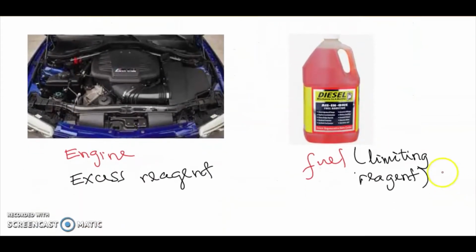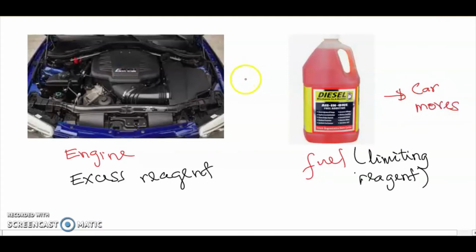Let's look at the second example. Here we have the case of the engine of a car and the fuel. Let's consider these to be reactants in a chemical reaction. The engine is one of the reactants, and the fuel that we put in the engine is the second reactant. Let's say the product of this reaction is for the car to move. So the car moves, that is the product.